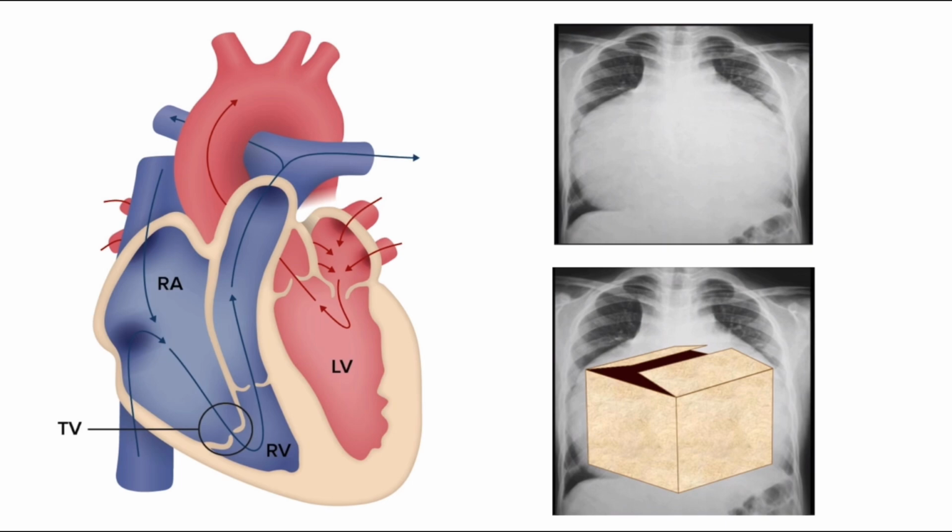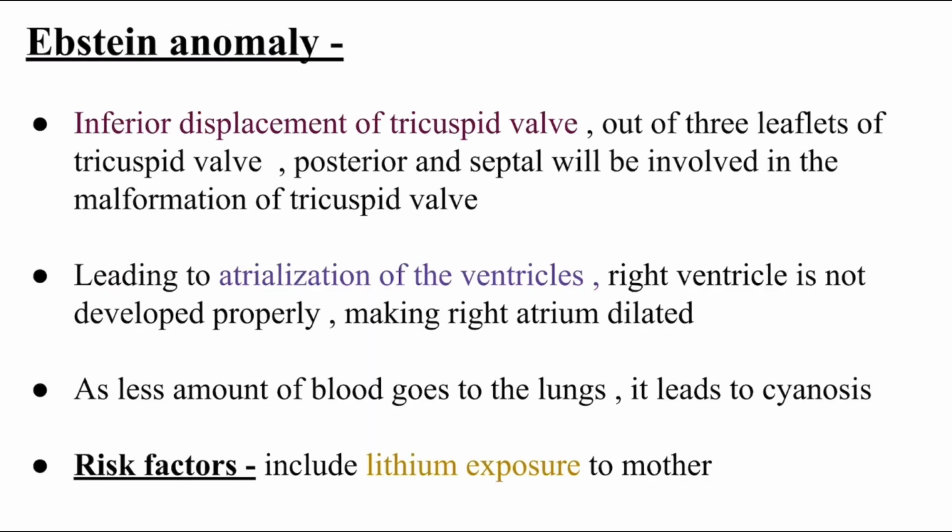So what happens if the right ventricle is underdeveloped? There will be less blood going to the lungs for purification. What happens if there is less blood going to the lungs for purification? The body will receive less oxygenated blood, which will lead to cyanosis. So the baby presents with cyanosis. As a less amount of blood is going to the lungs, it will lead to cyanosis.